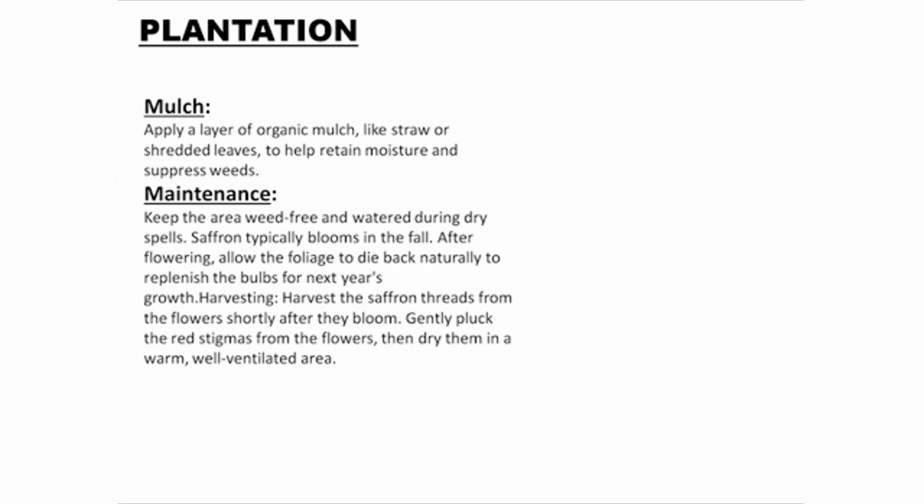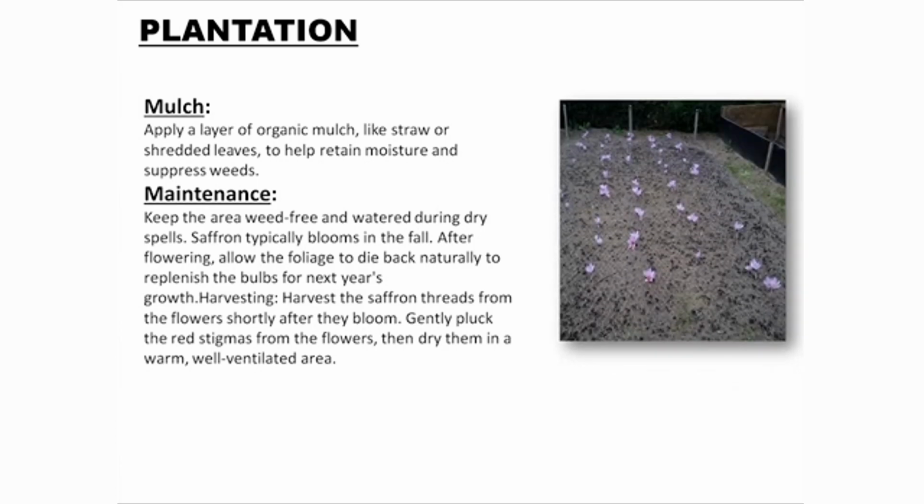Saffron generally blooms in the fall. After flowering, allow the foliage to die back naturally to replenish the bulb for the next year's growth. After that, we do the harvesting process, harvesting the saffron threads from the flowers shortly after they bloom, and then gently pluck the red stigma from the flower, then dry them in a warm and well ventilated area. We see what the saffron flower looks like.